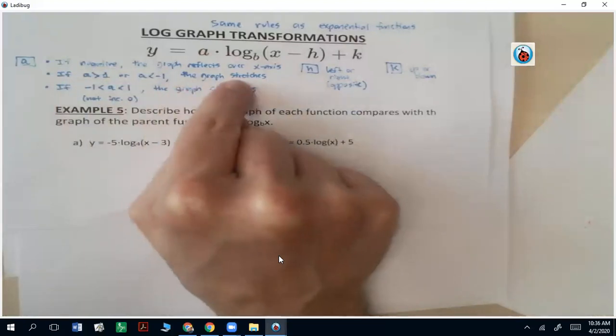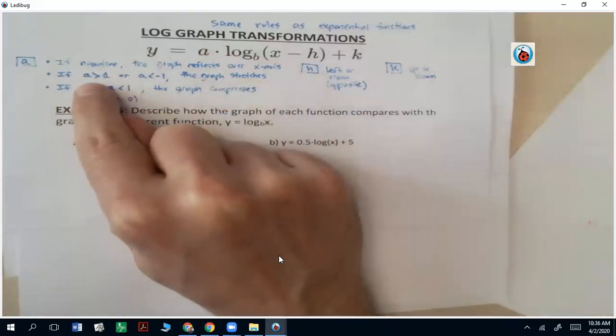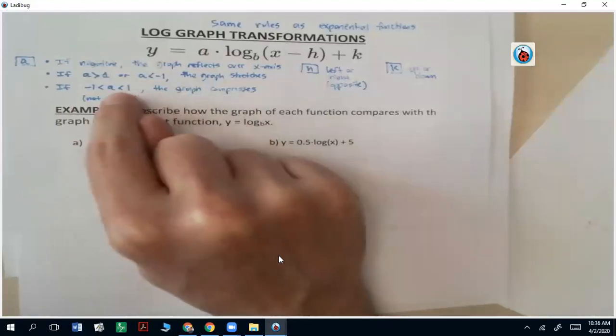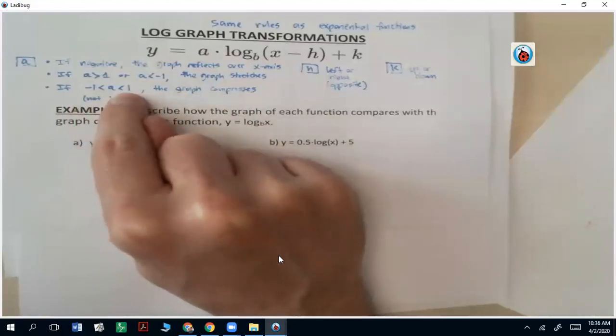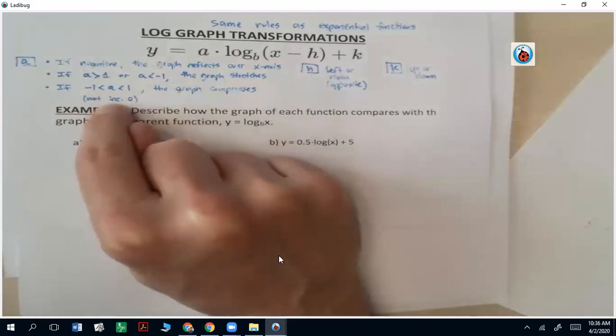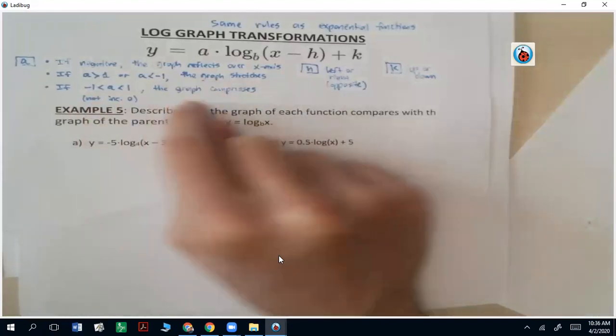It's going to stretch it vertically if it's greater than 1 or less than -1. And it's going to compress it vertically if that number is between -1 and 1. So if it's like -0.5 or +1/3 or something like that. Don't include 0 because that'll make it all 0.